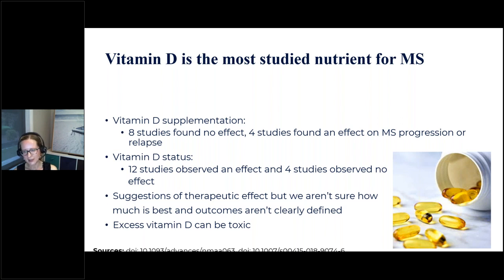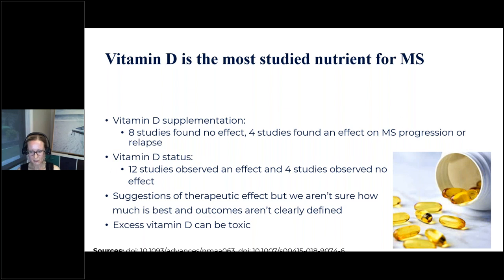But there was also some emerging work coming through to suggest that vitamin D might have a therapeutic effect. The important thing there is we don't know how much vitamin D we need for it to have a therapeutic effect. And even more important than that is stressing the fact that vitamin D can be toxic. Because it's a fat-soluble vitamin, it does get stored in the body.